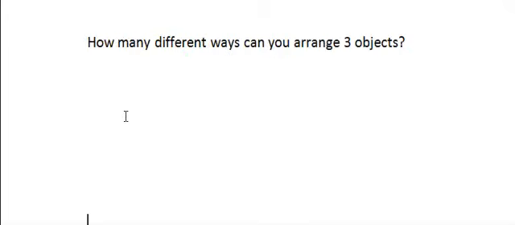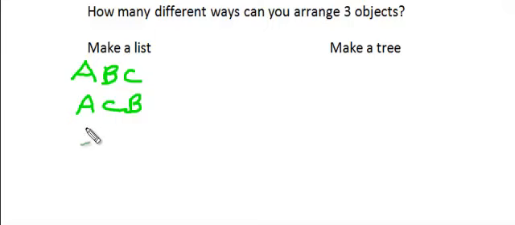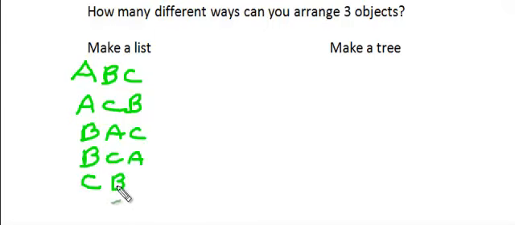Like, how many different ways can you arrange 3 objects? There's a couple of different ways that we can list out all the different possibilities. We could make a list. Say we had 3 different objects, A, B, and C. So we've got A, B, C. We can have A, C, B. We can have B, A, C, B, C, A. We can have C, B, A, and C, A, B. So those are all the different possible combinations there.